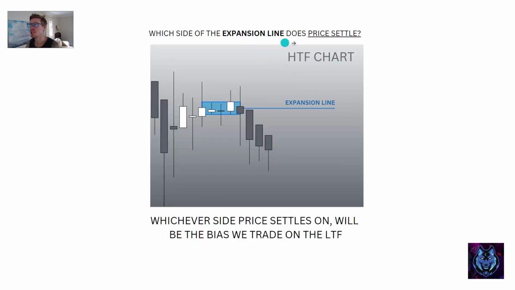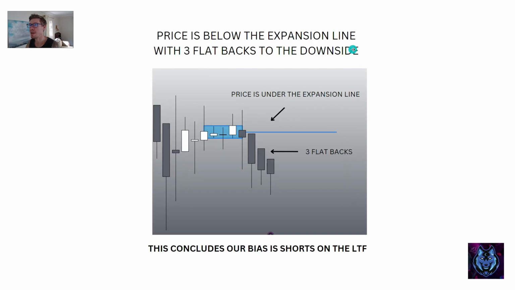Which side of the expansion line does price settle? Price breaks above and below, and you can see it settles below the expansion line with this downtrend. Whichever side price settles on will be the bias we trade on the lower time frame. Price is below the expansion line with 3 flat backs to the downside. This concludes our bias is short on the lower time frame.